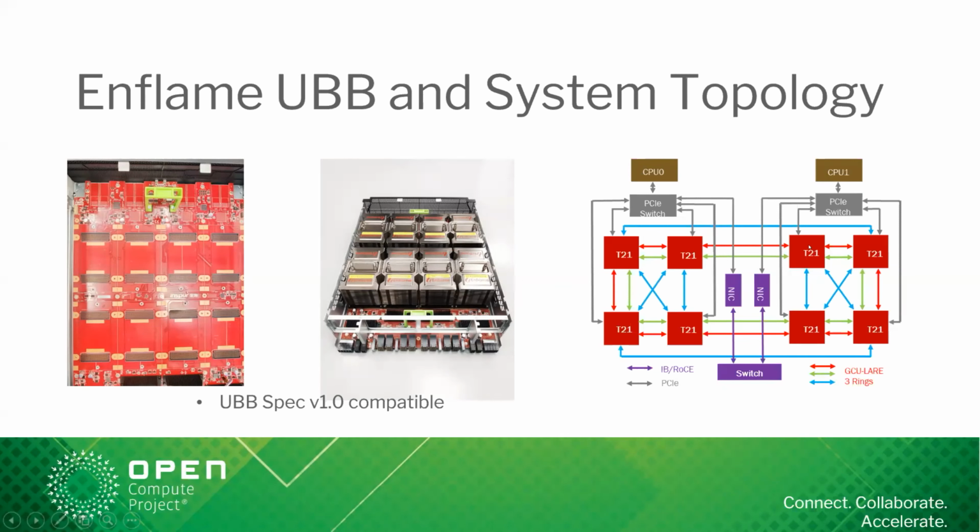And this is our system topology here. We have 2 CPUs, 2 PCIe switches, and 8 OAMs here, including both the PCIe links, and we also have the Inspur-defined link, we call it DCU link, to connect these 8 modules together, which can form 3 rings. And we also use IB or RoCE to scale out.